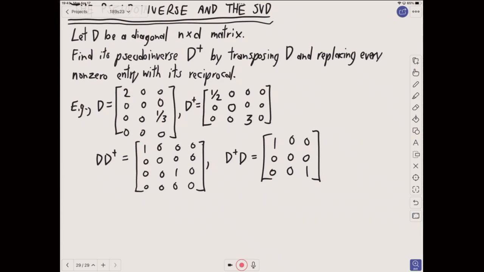One more thing I should point out is that the pseudo-inverse, D plus, would be the inverse, D to the minus 1, if we didn't have a 0 on the diagonal and the matrix was square.